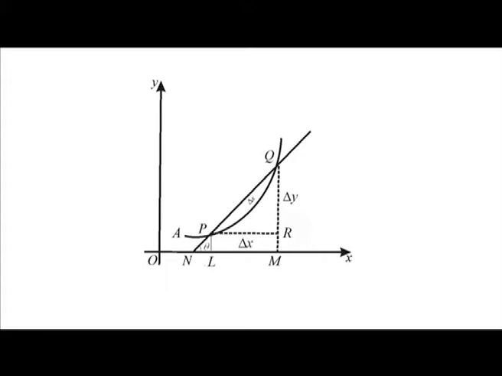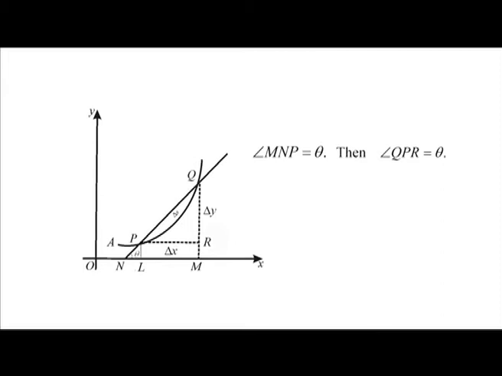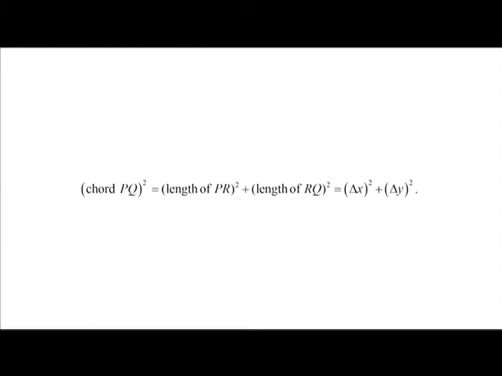Let the line QP meet the x axis at N and let angle MNP be equal to theta. Then angle QPR is equal to theta. Let PR be equal to delta x and QR be equal to delta y. From the right angled triangle PRQ, using Pythagoras theorem, we have chord PQ all square is equal to PR all square plus RQ all square, which is equal to delta x all square plus delta y all square.